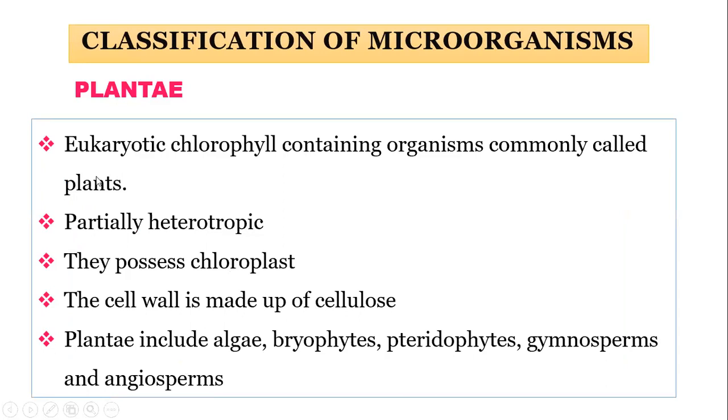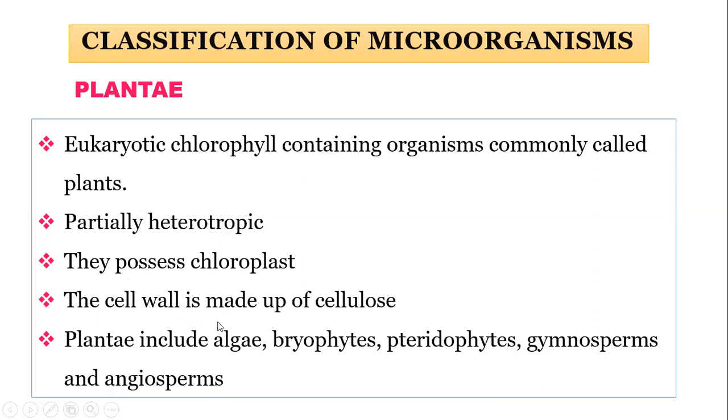And the next kingdom is kingdom Plantae. Kingdom Plantae includes eukaryotic chlorophyll-containing organisms. It's nothing but plants, and they are partially heterotrophic. Most of them are autotrophs. They depend on carbon dioxide as a source of carbon, but some plants are partially heterotrophic, and they possess chloroplast for the photosynthesis process.